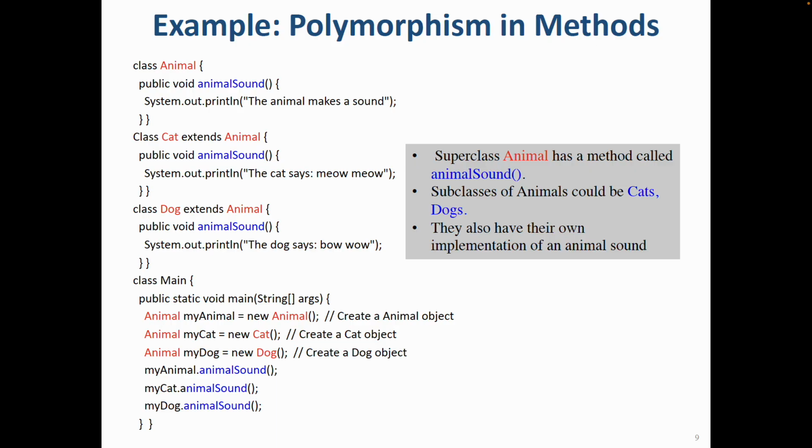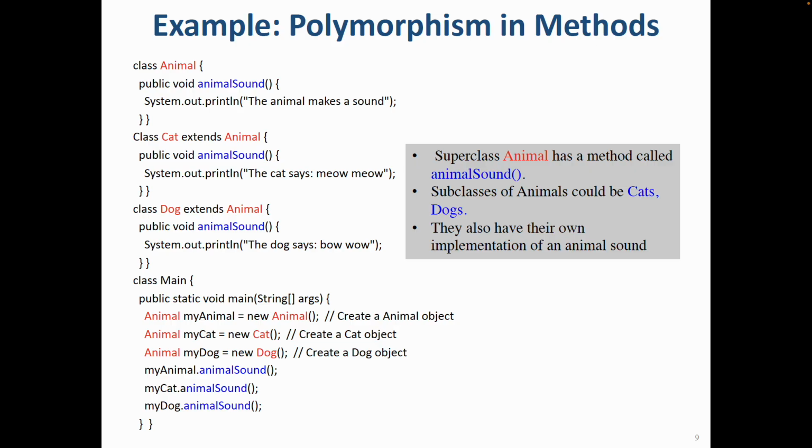And then what we can do, this is just another way of writing it. I can create one animal object. Animal my animal equals new animal. So this is not a polymorphic object. This is just a pure animal object that doesn't have multiple forms. But when I say animal my cat is equal to new cat, Java will allow that. Java will say, okay, cat is an animal, so that will be valid. A dog is also an animal, so that will be valid.